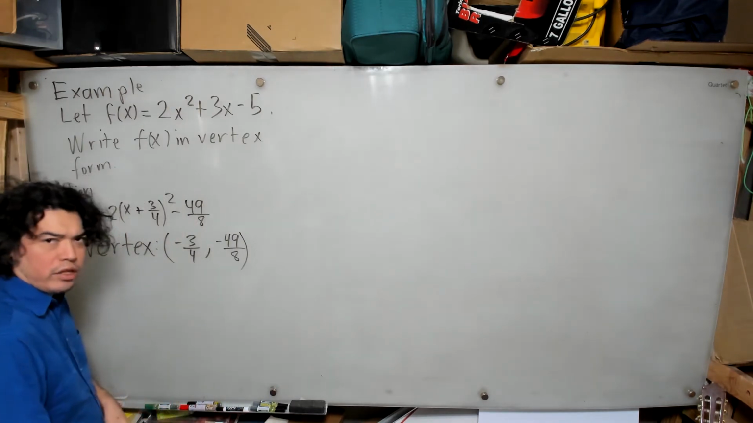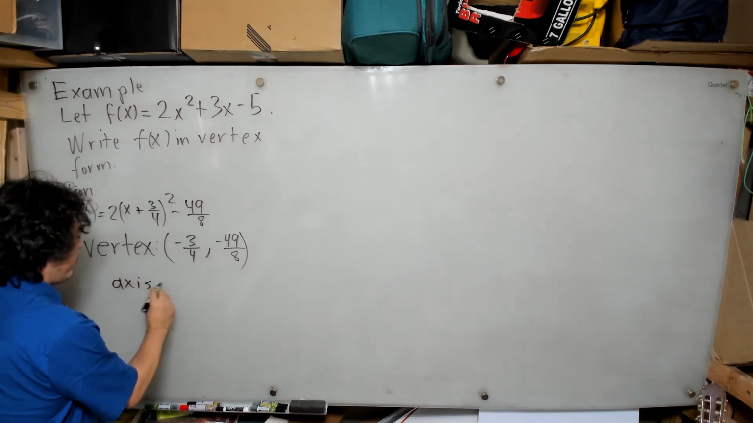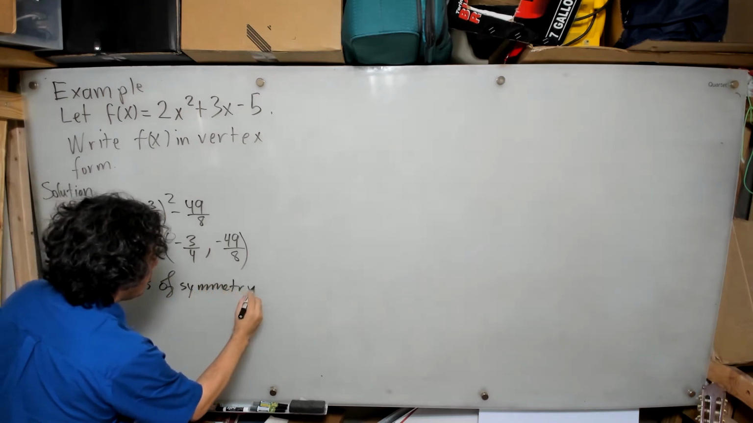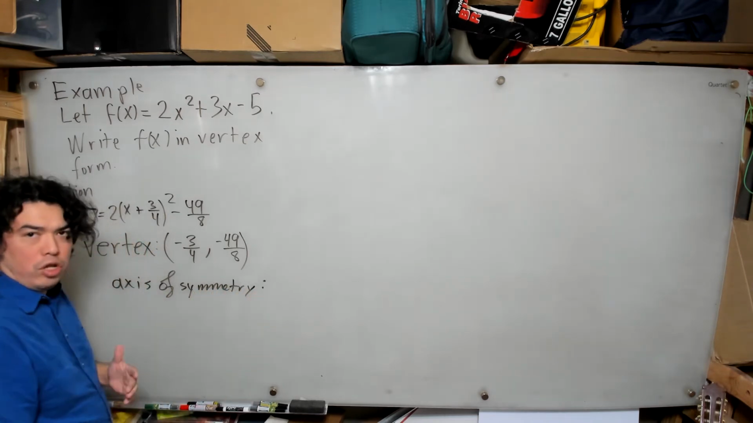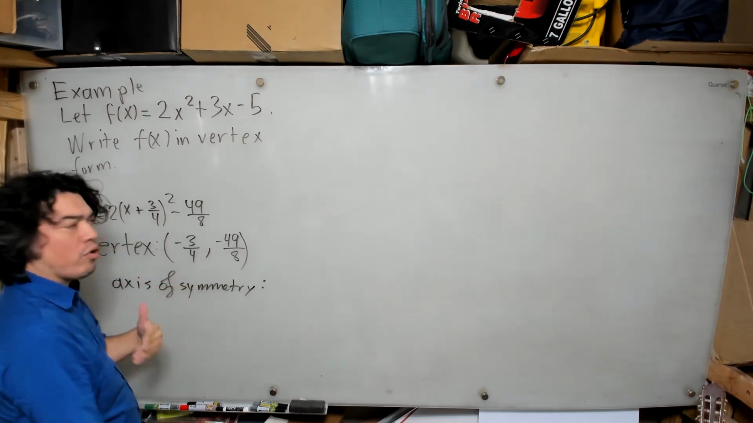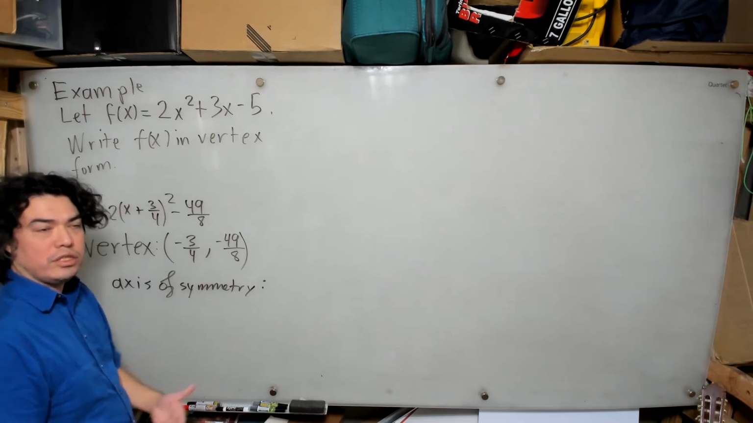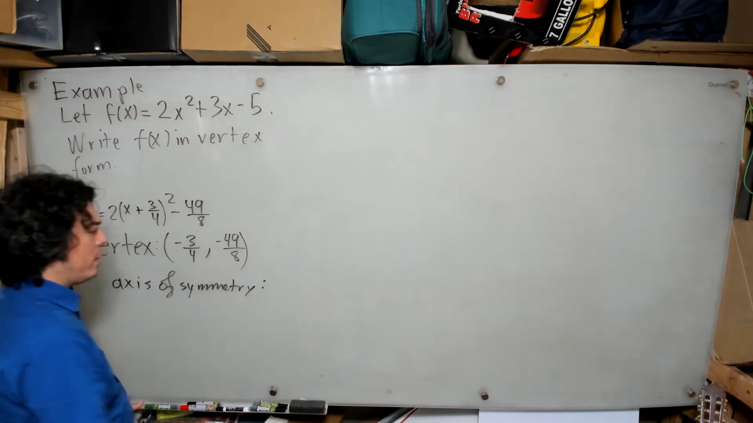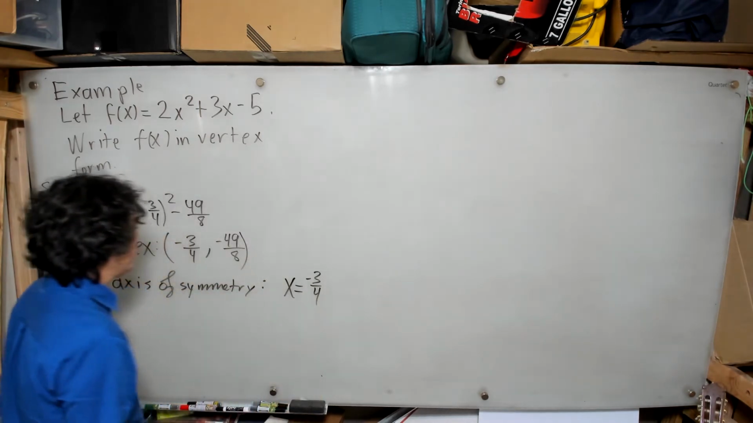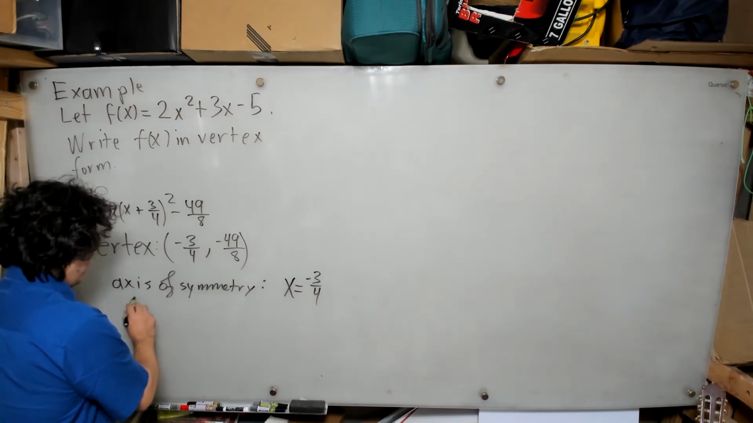Okay, so we already got the vertex, right? So we know that the axis of symmetry is always the vertical line that goes through the x-coordinate of the vertex. So in this case, how do we write a vertical line? We write a vertical line as x equals some constant, where that constant is the x value that we want to go through. In this case, x equals negative 3 over 4. That's number 1.